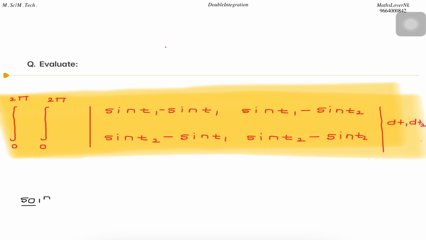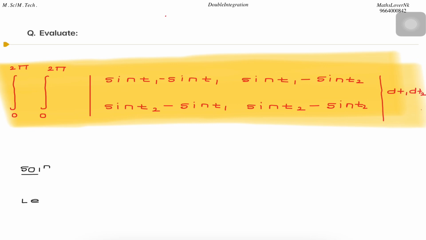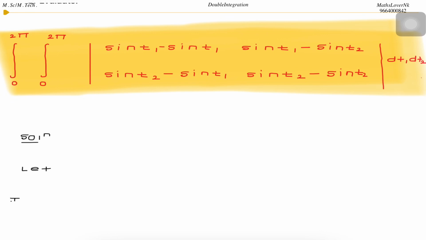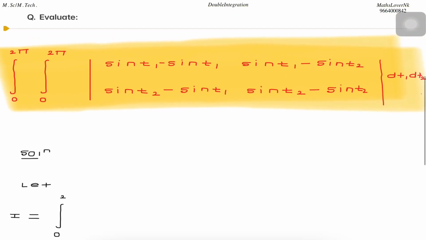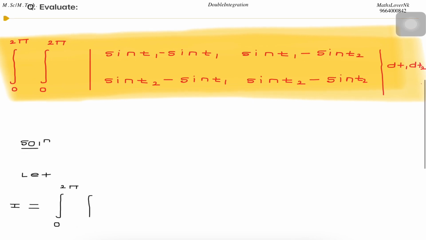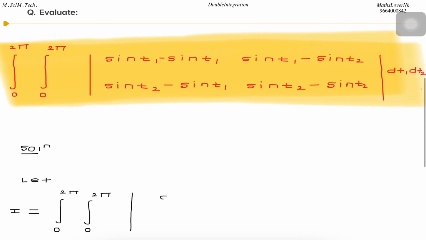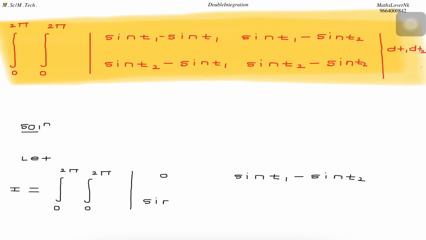At first, write down let I be equal to the integration from 0 to 2π, 0 to 2π, double integral of the determinant. It becomes sin t1 minus sin t1 is 0, sin t1 minus sin t2, sin t2 minus sin t1, and sin t2 minus sin t2 is 0, with dt1 dt2.